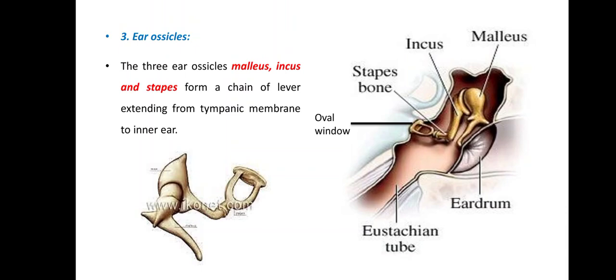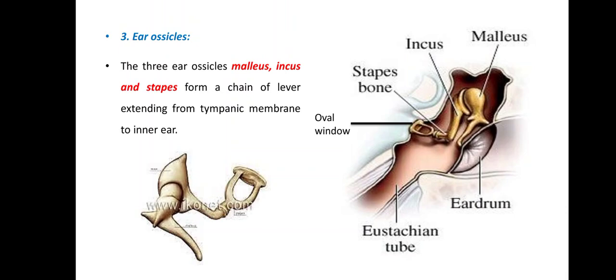Look at this figure. You can find where the oval window is present, and how the three ossicles are arranged in the middle or tympanic cavity, the middle ear. Now look at the right side figure. You can see the eardrum, and to this eardrum the malleus is attached, then the incus, then the stapes. The stapes has a paddle-like structure, and this paddle is attached to the window known as the oval window, which is the opening of the inner ear in the tympanic cavity.